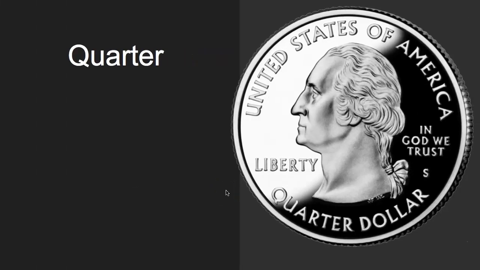Here we have a quarter, and a quarter is probably one of the biggest coins that you usually see, and a quarter is worth 25 cents. So you're going to want to make sure you write 25 cents next to a quarter.